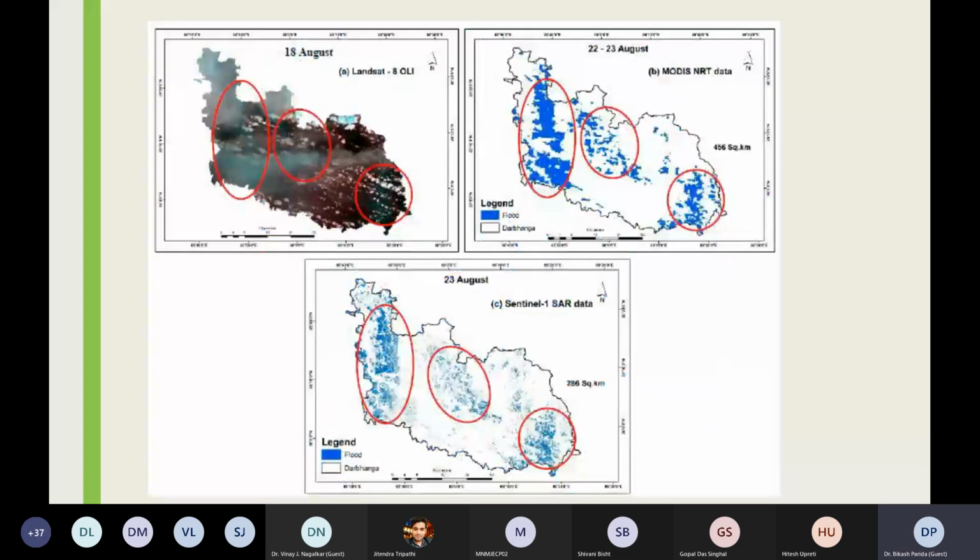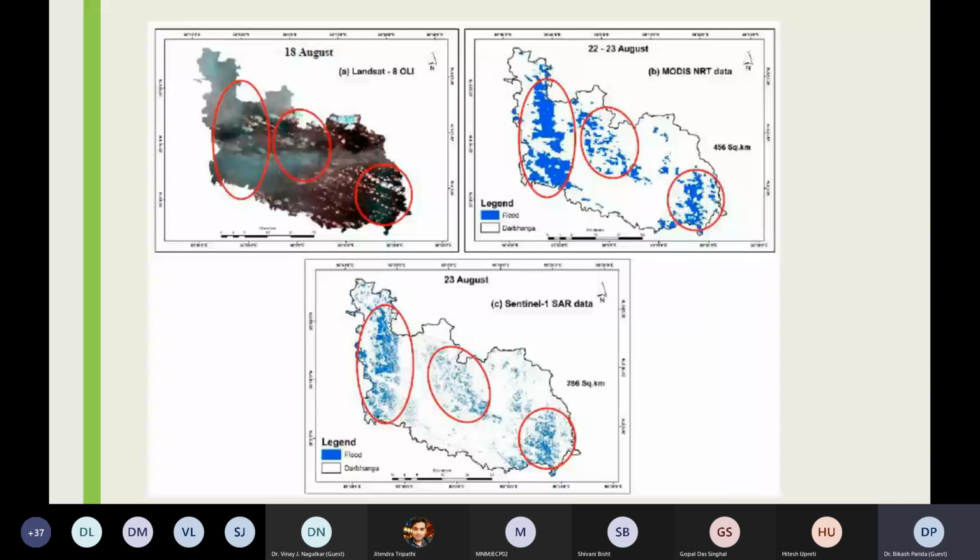Here also, in these comparisons down below, 23 August is the peak flood timing, so I am showing only that date. The lower one is based on the SAR data, and the first is optical data, Landsat 8 OLI sensor. Again, you will see the huge amount of cloud, and then B is the MODIS related NRT data. You'll find there is a good matching of the flood pattern, although SAR data has high resolution and gives better output than the MODIS NRT data.